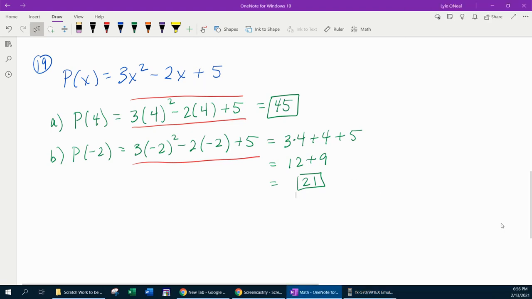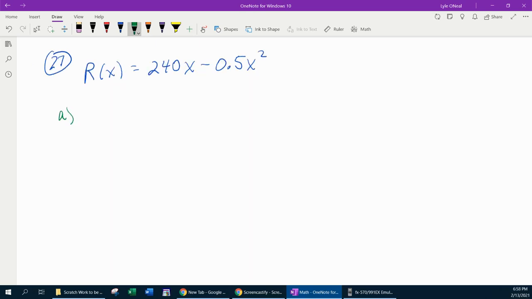All right, we have one more part to do, part C, and that wants me to calculate P of 0. Now listen, P of 0 has a shortcut. Anytime you're replacing x with 0, every term that has an x is going to go to 0. So P of 0 will always be the constant. And that's going to do it for that example.